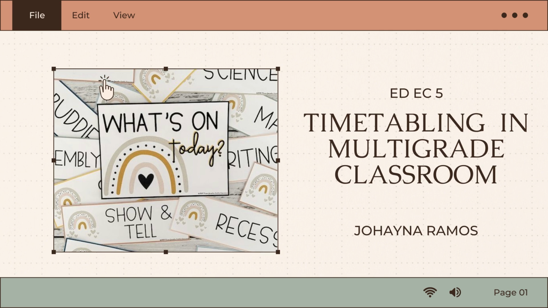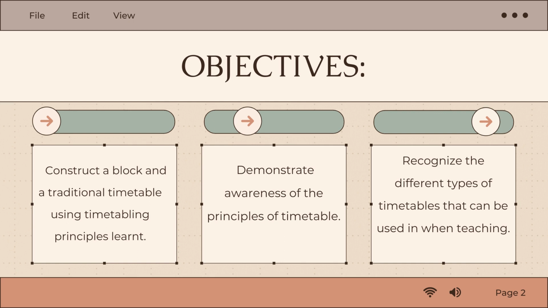We are going to tackle timetabling in a multi-grade classroom. So here are the objectives of my lesson. First, construct a block in a traditional timetable using timetabling principles learned. Second, demonstrate awareness of the principles of timetable. And the last one is recognize the different types of timetables that can be used when teaching.